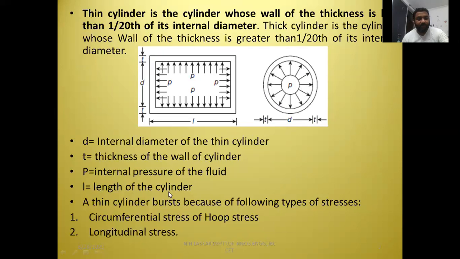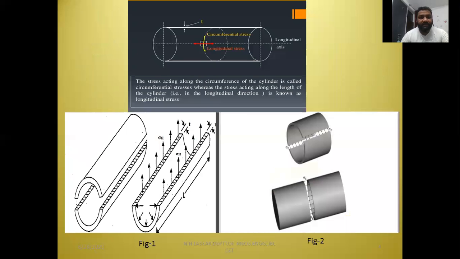cylinder. So a thin cylinder bursts because of the following types of stresses. One is called the circumferential stress, another is called the longitudinal stress. Because of these two stresses, the cylinder can burst. Now look at these figures. There is figure 1, this one. The stress acting along the circumference of the cylinder is called the circumferential stress, whereas the stress acting along the length of the cylinder, that is in the longitudinal direction, is known as the longitudinal stress.